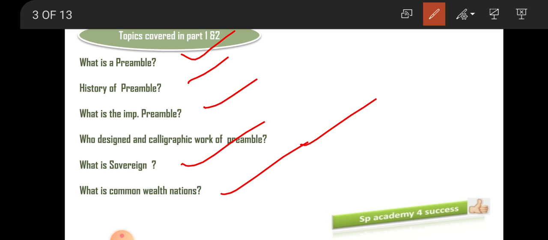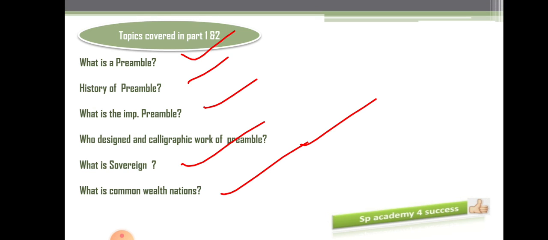By knowing the terminology in the preamble, you will be able to understand many of the fundamental or basic points in the constitution, like what is sovereignty. We study the constitution, but many times we neglect what is sovereignty. We don't know what is socialist, what is secularism. Of course, secularism many of us know. So all such words will be discussed in this, right?